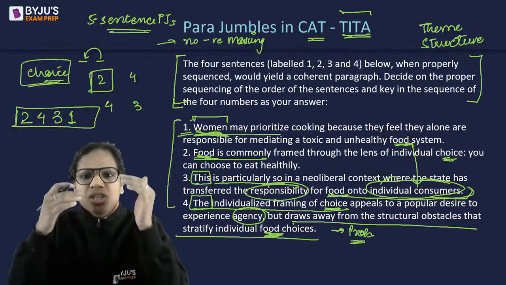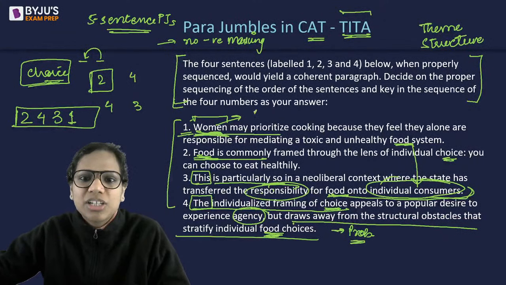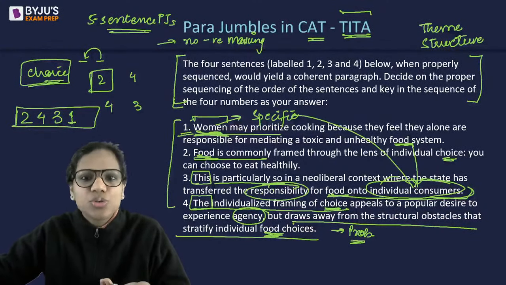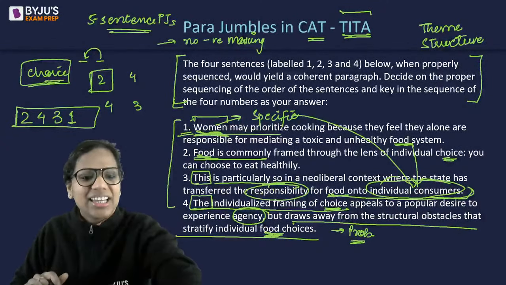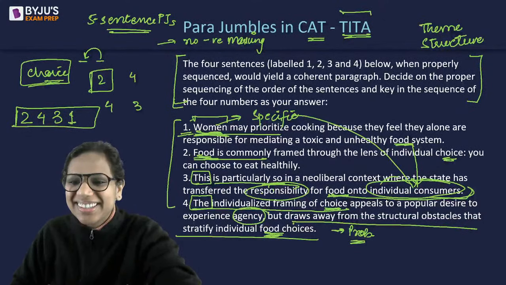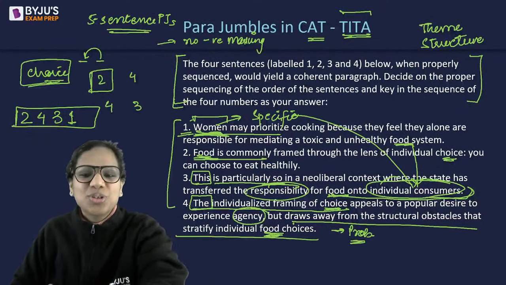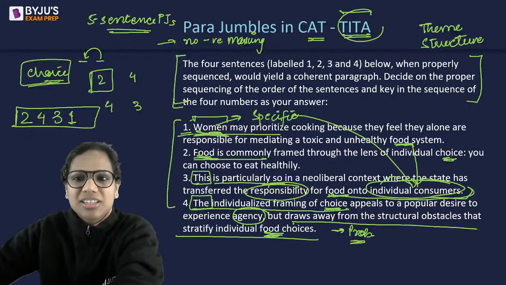Okay, and then there was a structure also. See, this is a very specific discussion, so that's why I placed it once I started discussing individual consumers, not before that. So there was a structure to the discussion. Make sense, everyone? So 2431 is the answer here. These are your type in the answer para jumbles.